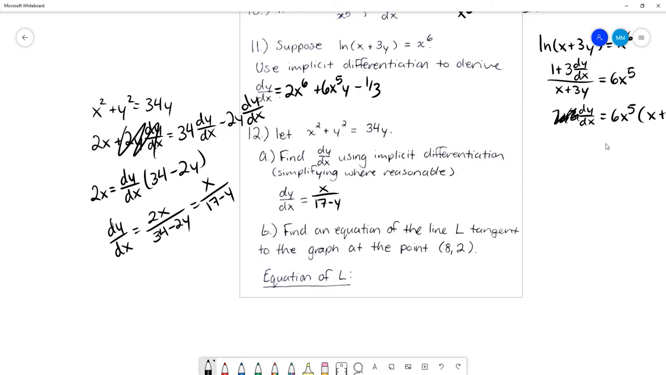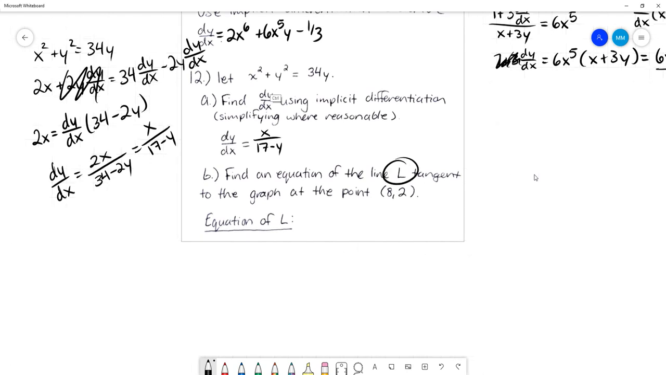And now using that, we want to find the equation of the line L tangent to this function at the point (8, 2). So of course we want to find our slope, which is going to be this at that point. So plugging in an 8 for my x and a 2 for my y, I'm going to get a slope of 8/15. The easiest way to do this, in my opinion, is just to use point-slope form instead of trying to make it slope-intercept form, because I can just do y minus the y value equals the slope times x minus that x value. And boom, there it is.